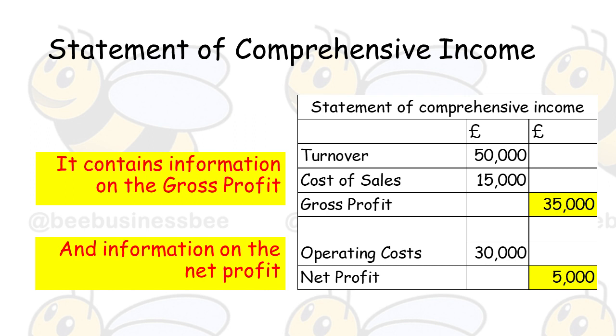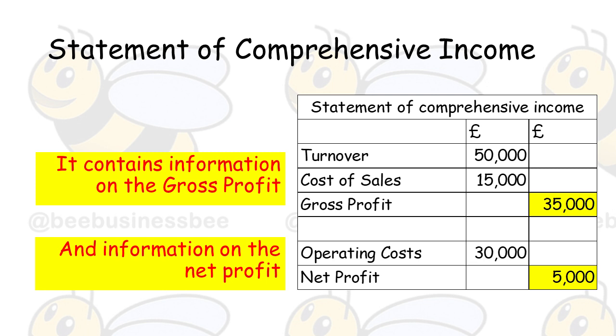Here we have an example of a statement of comprehensive income on the right hand side of your screen. The top section is a section where you can calculate your gross profit. It contains all the information that you need to do this. You have your turnover or revenue, and then you have your cost of sales. Remember, your turnover or revenue is your sales, so money going into your business, and the cost of sales is a cost to make your product or service, so money going out. You need to subtract your cost of sales from your turnover and then you get your gross profit. That's a formula that you need to know.